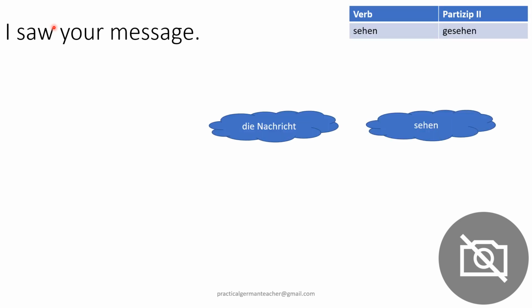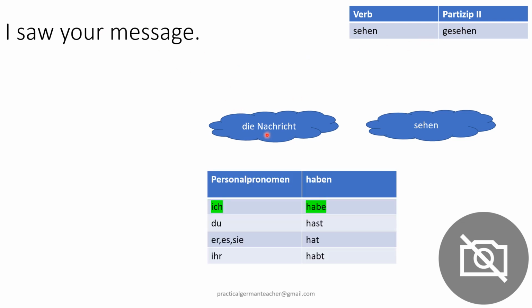Next sentence is I saw your message. How will you write this in German? The very first thing that should be obvious to you is the sentence is based in past. So you have to decide whether Präteritum or Partizip zwei. We will go with Partizip zwei because that's more commonly used, at least in spoken German. So the verb for to see is sehen. The Partizip zwei is gesehen. Also, you need to know the word for message. This is obvious, die Nachricht.